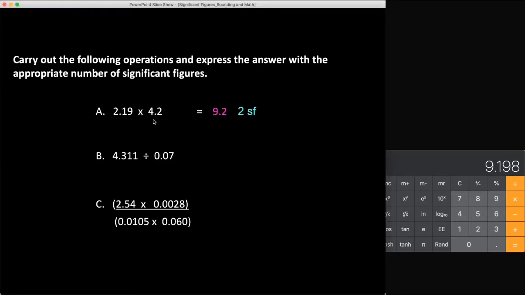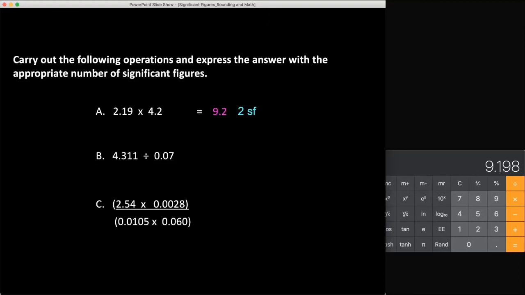It's multiplying and dividing, so I need to look at the total number of sig figs here. There's 3 in 2.19, and 2 sig figs in the 4.2, so I want 2 sig figs in my final answer. So 9.1 in the calculator, look behind it, we got a 9, it's 5 or greater, so we round up 1 to 9.2 sig figs.